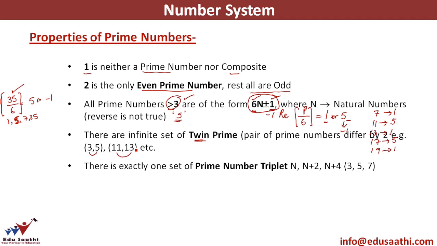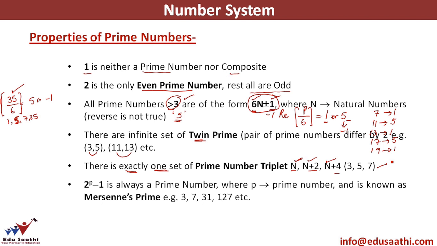There is exactly one set of prime triplets, n, n plus 2 and n plus 4. We've talked about twin primes, that means the difference between the two prime numbers has to be 2. Now if I talk about 3 such numbers where the difference has to be 2, there's exactly one set of prime numbers which follow this rule, which is 3, 5 and 7. So there is exactly one set of prime triplets, which would be a case of twin primes in both the cases.